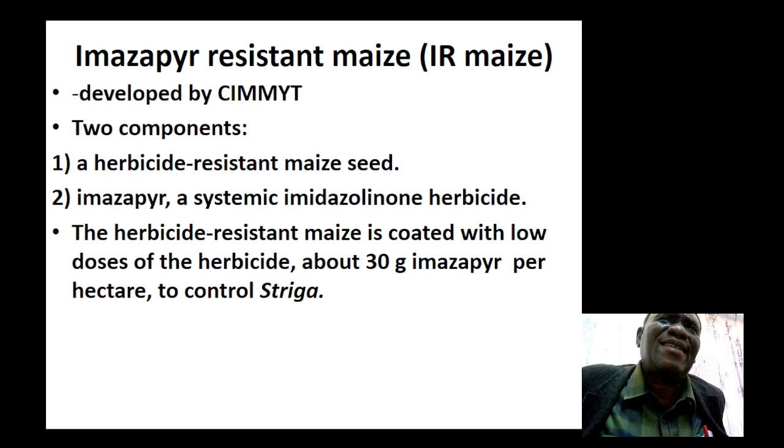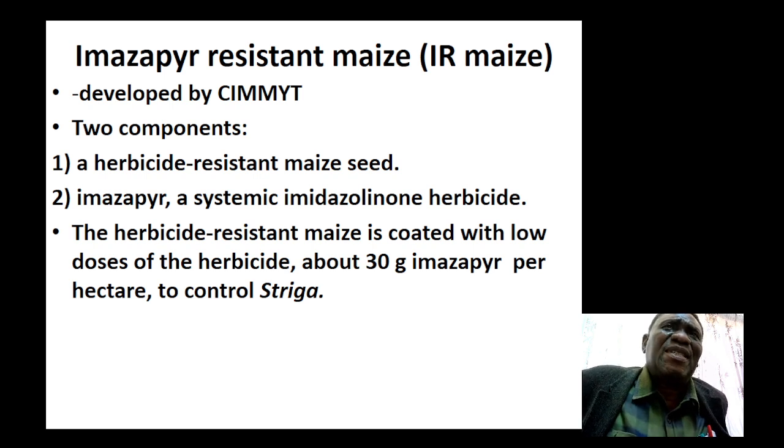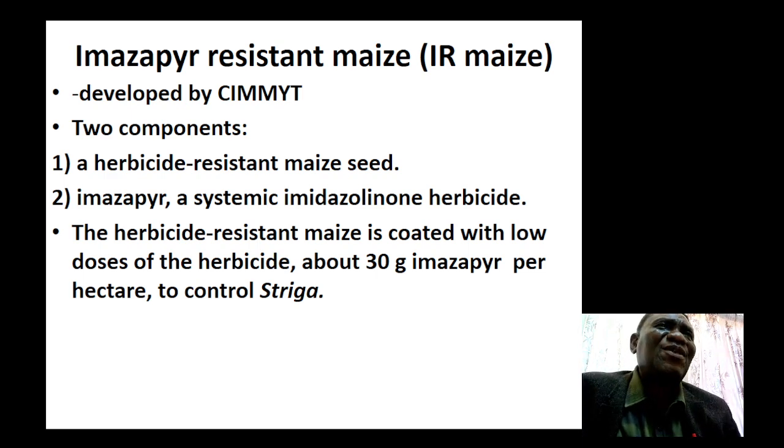I may say at this stage that in West Africa and East Africa, they've now developed maize which is resistant to this herbicide, and they just dress the seed with the herbicide. So farmers can plant seed which has already been treated with the herbicide. And after planting the seed in Striga infested areas, their maize can actually yield better.